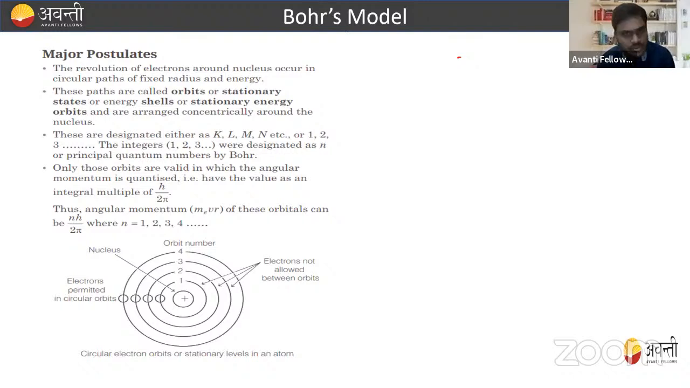So the Bohr model comes into the picture, right? So what does the Bohr model state, beta? The major postulates of the Bohr model are like this. First one, the revolution of the electron around the nucleus occurs in a circular path of fixed radius and energy.